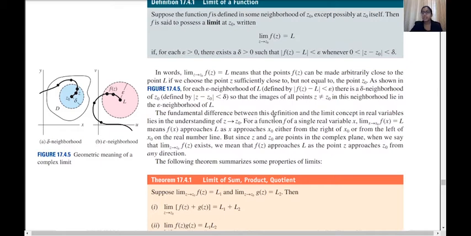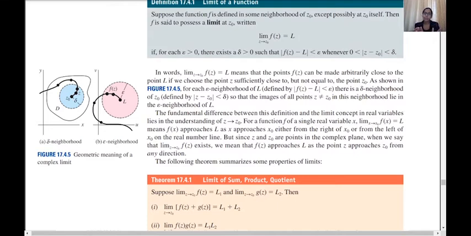The fundamental difference between the definition of limit in real variables and in complex variables lies in the understanding of z tends to z naught. For a function of a single real variable, limit x tends to x naught of f of x equals L means f of x approaches L as x approaches x naught either from the right or from the left on the number line. But since z and z naught are points in the complex plane, when we say that limit z tends to z naught of f of z exists, we mean that f of z approaches L as the point z approaches z naught from any direction.